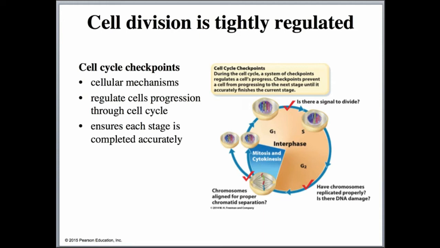The cell cycle checkpoints are cellular mechanisms. They regulate the cell's progression through the cell cycle, and they ensure each stage is completed accurately also. So not only is the cell checking to see whether it needs to make daughter cells, whether it needs to divide, but it's also self-checking, proofreading DNA, making sure that everything up to that point has happened correctly. All right. So checkpoints prevent a cell from progressing to the next stage until it accurately finishes the current stage it's in.